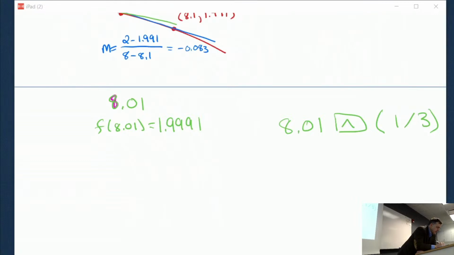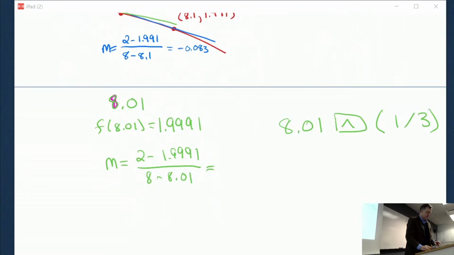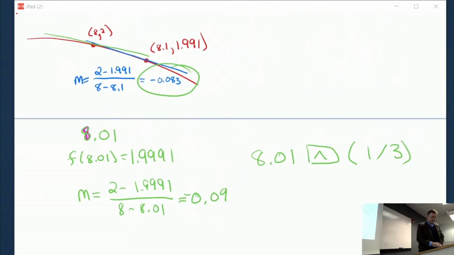All right, excellent. So then we're going to do the slope is 2 minus 1.9991 over 8 minus 8.01. And this should be a little bit closer to the true slope. So let's see if I can do this. 1.9991 divided by 0.01. And I got negative 0.09, so this negative 0.083, I feel like it should actually be smaller. Well, there must be some issues with rounding that we're having here.